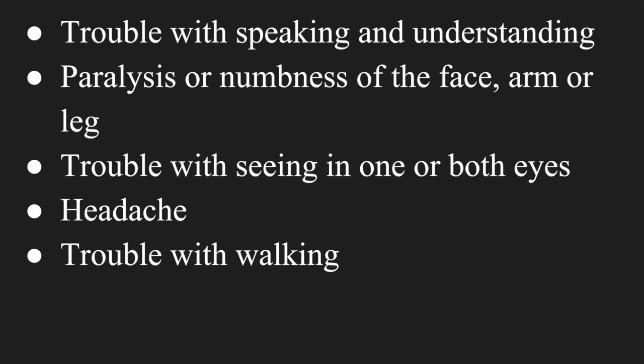Trouble seeing in one or both eyes. This could include double or blurred vision. Headache. This is often coupled with dizziness, vomiting, and altered consciousness. And trouble with walking, which is generally a result of impaired coordination. So let's consider for a second, why do these symptoms occur? Anatomically, what is causing someone else's body, who is having a stroke, to act in this peculiar way?